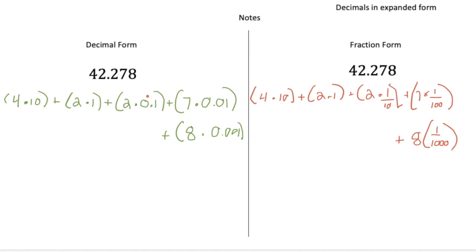So to the left, we have expanded form and decimal form. And to the right, we have expanded form and fraction form. All right, so why don't you pause the video and try the your turn now problems. And when you're done, hit play and you can see how you did. All right, good luck.